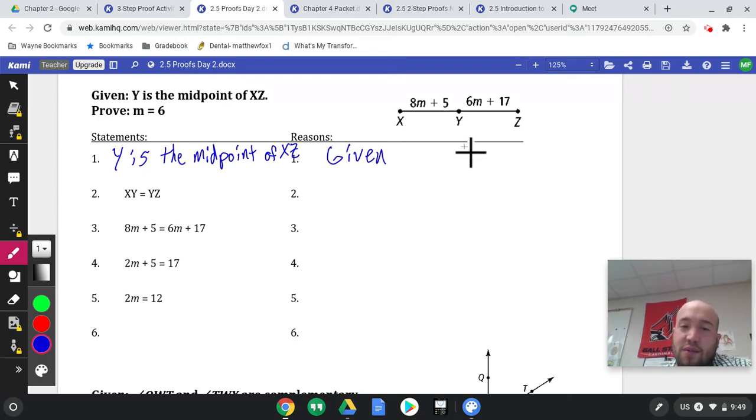Now, if y is the midpoint of xz, then xy and yz will be equal. And this is our definition of midpoint that allows us to know that. So def stands for definition of midpoint.